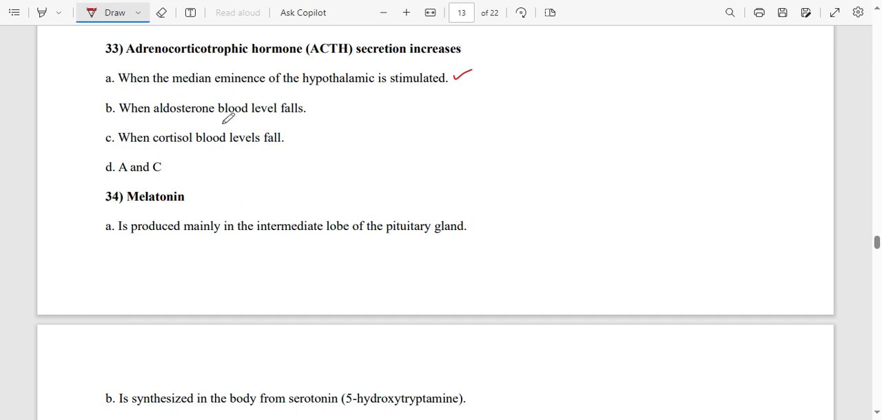Option B is saying when aldosterone blood levels fall. Now, what causes the production of aldosterone? Remember, we are just talking about the renal circulation here. ADH is related to water reabsorption. How about aldosterone? Yes, the sodium reabsorption. So this one is related to salt reabsorption.